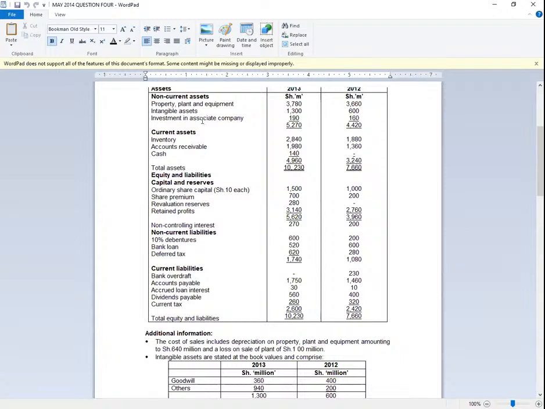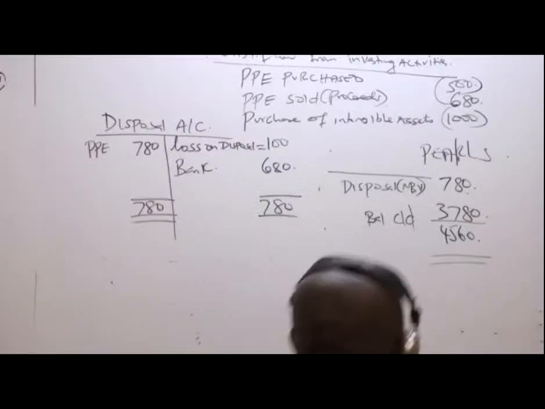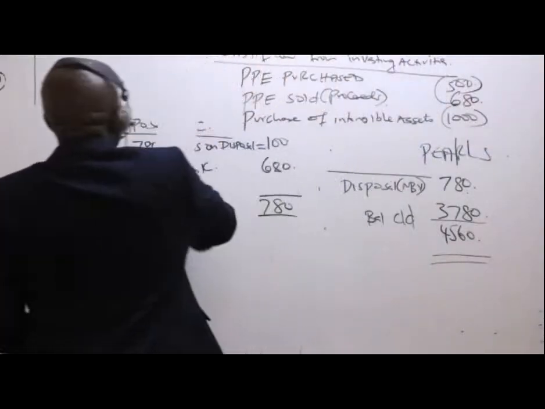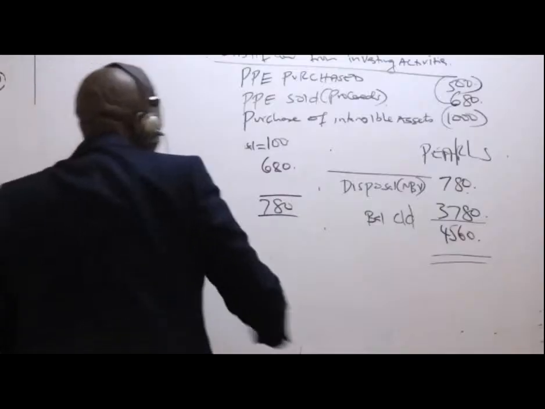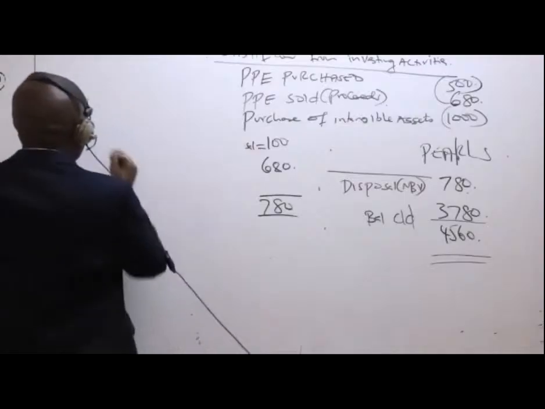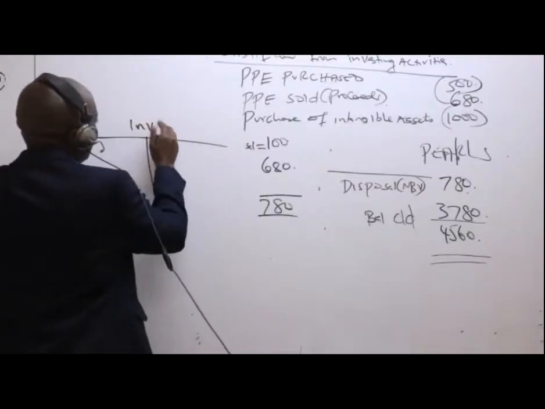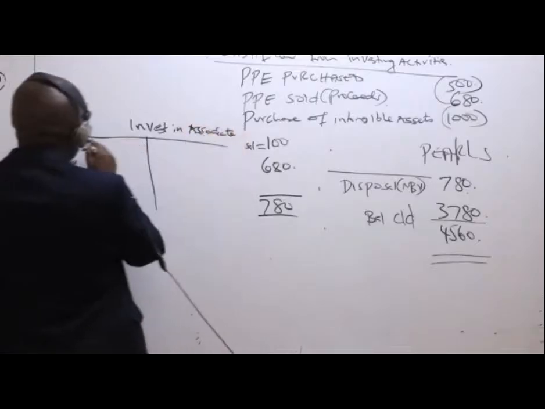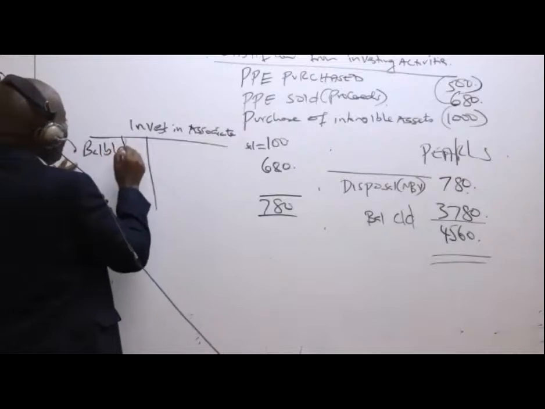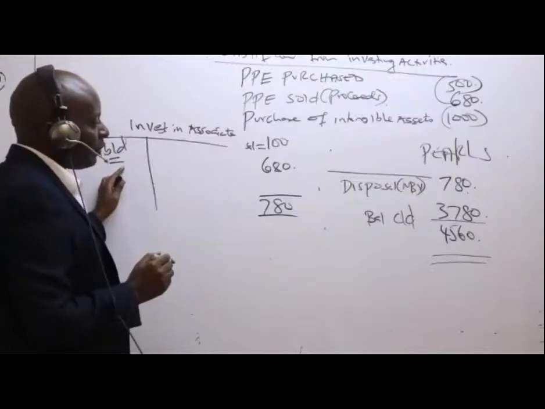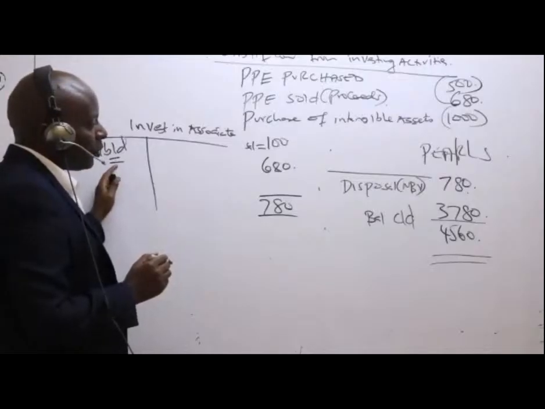If you love the T account, then you'll come and do an investment in associate. So give us investment in associate. This is an asset for you. So please give us the balance brought down here. Are you able to give us the balance brought down?